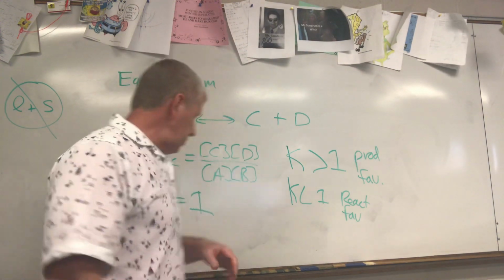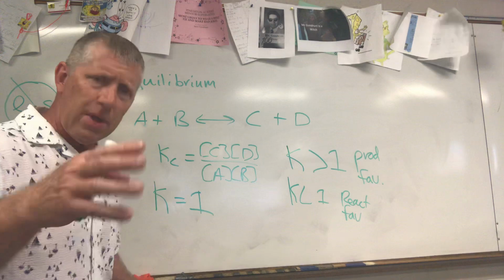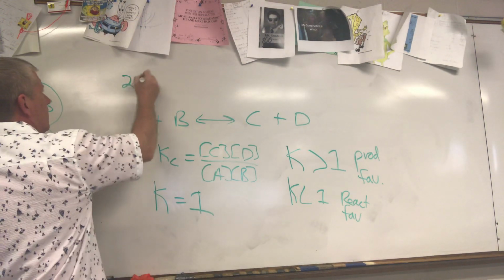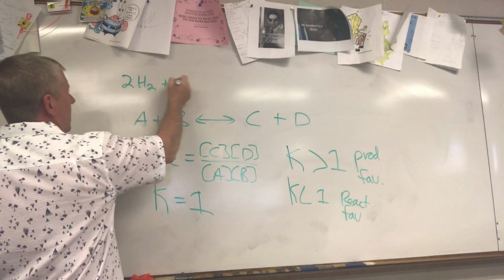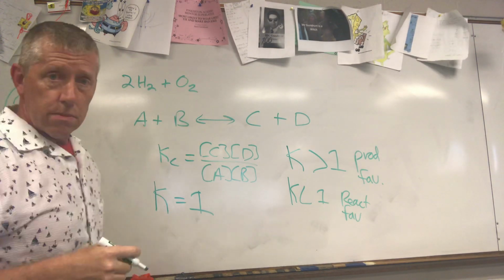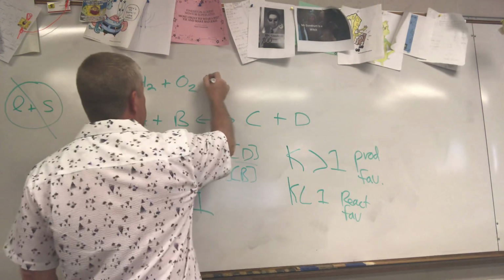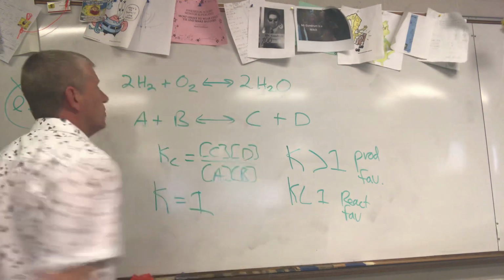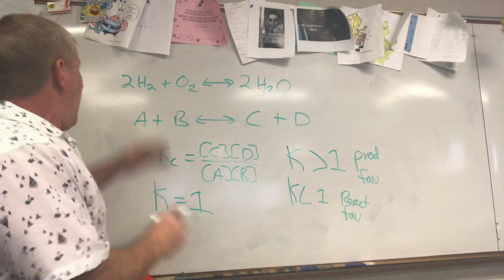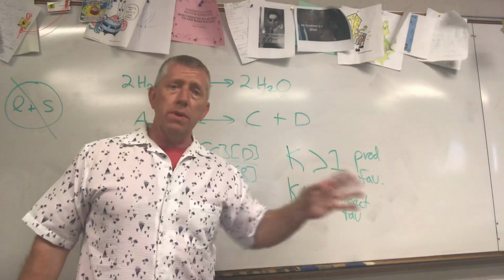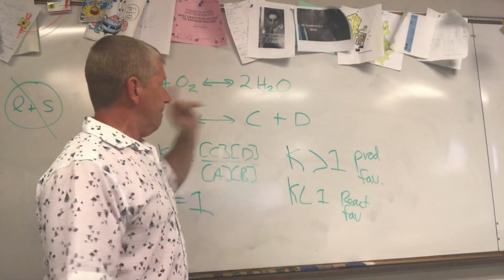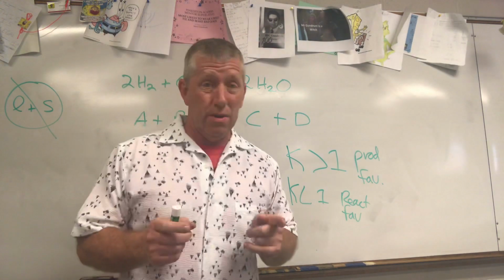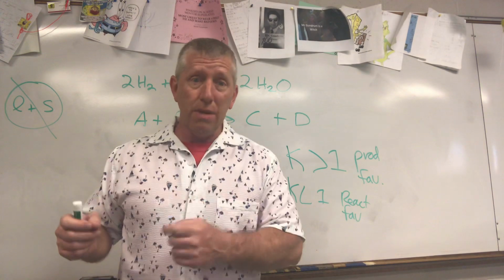So now let me give you an actual equation for this, and maybe this will help clear it up. Water. You can take 2 hydrogens and an oxygen, put them together, and you get water. That is a balanced reaction for water. Hydrogen and oxygen really want to make water. Water really does not want to break down and form hydrogen and oxygen.